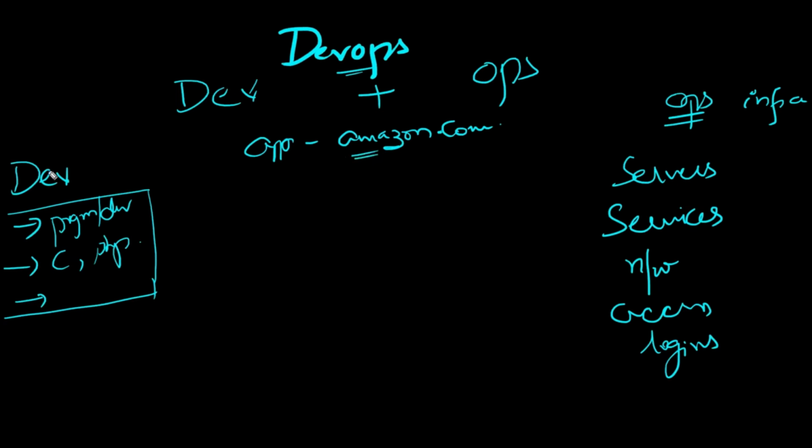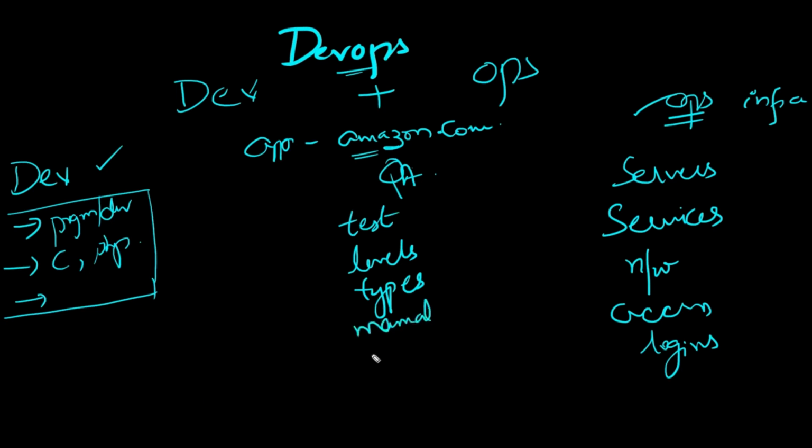We'll talk about the main teams here: the development team, the ops team, and the QA team. QA team means testers. Developers write the programs using some programming language and develop the code. Testers will test whether the application meets the standards, the norms, and the guidelines. They also perform different levels and types of testing. They may test manually, or test automatically, like automation testing by writing test scripts.